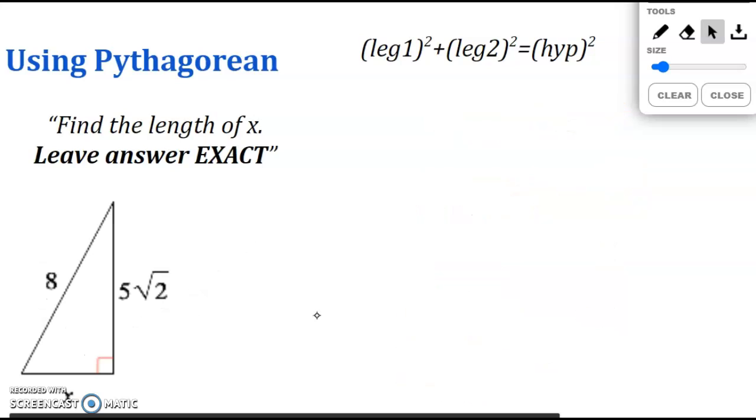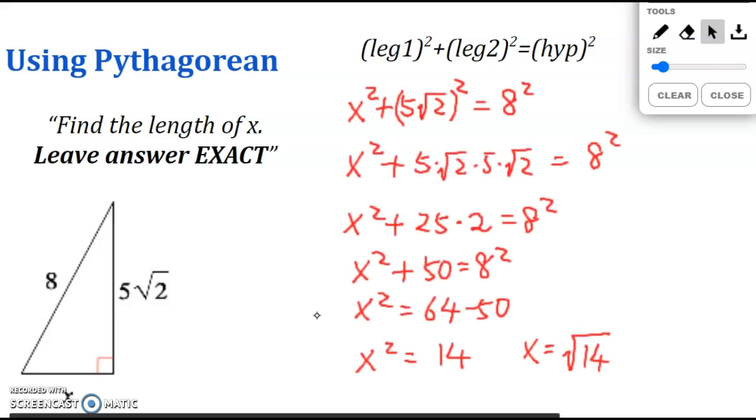What about this? Okay, we are dealing with a radical as one of the side lengths. Okay, so the same thing. You do need to recognize which is hypotenuse. Hypotenuse is 8 in this case. Okay, and the legs are 5 root 2 and x. So the equation becomes x squared plus 5 root 2, and put it in parentheses and square it, is equal to 8 squared. So when you are looking at 5 root 2 squared, it's really saying 5 root 2 is being multiplied to another 5 root 2.